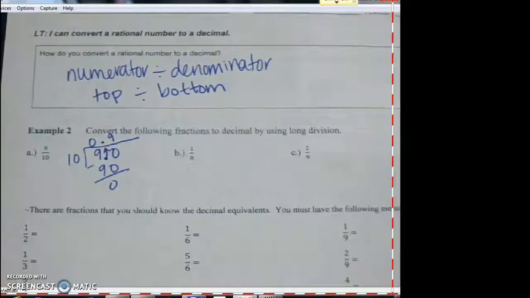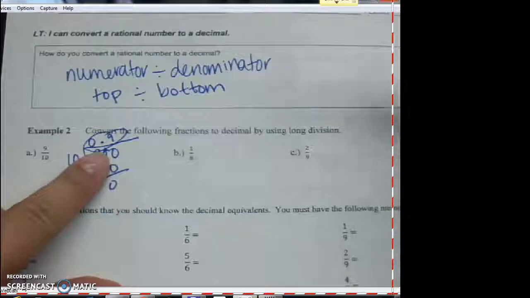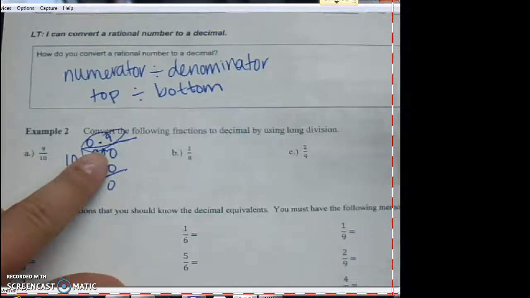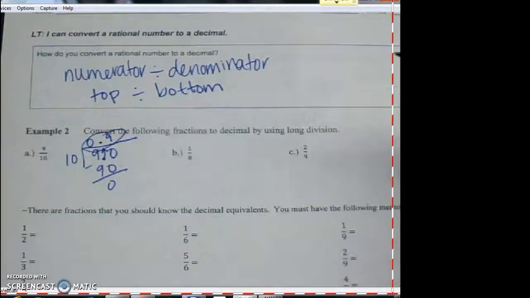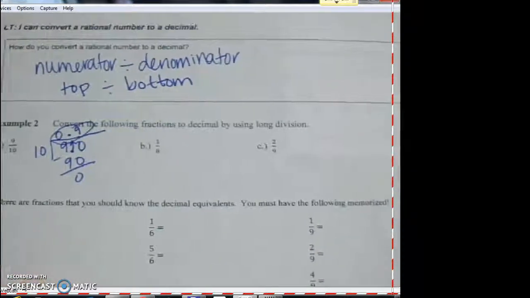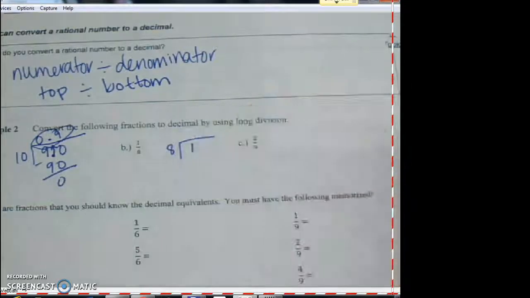So 9/10 is, guess what? 0.9. How do we say that decimal? 9/10. So our fraction sounds exactly like our decimal. Okay? They're not all like that, but some of them. All right, let's do 1/8. So we're going to take 1 divided by 8.